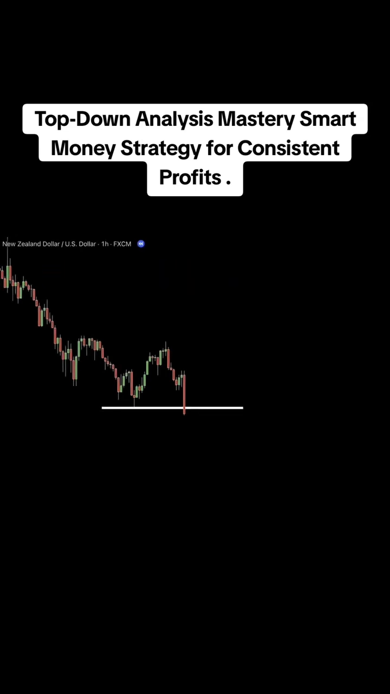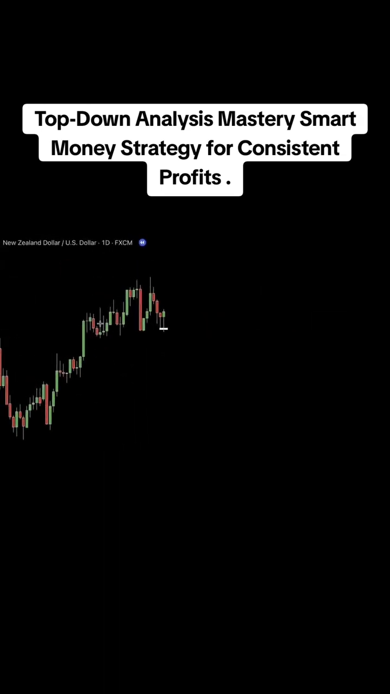Top-down analysis keeps you aligned with the market structure. By starting with higher time frames, you catch the key levels and trends that aren't visible on lower charts, helping you avoid trades that clash with the market's dominant direction. Here's a great example of why top-down analysis is crucial. Let's say you spot a bearish setup on the hourly New Zealand dollar US dollar chart, a strong breakout, tempting you to go short. But let's take a step back and check the daily time frame.